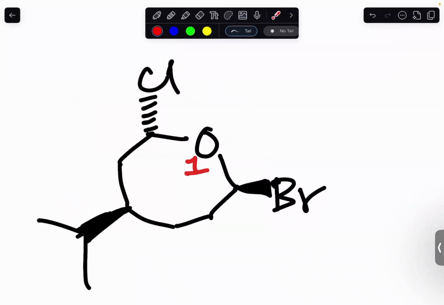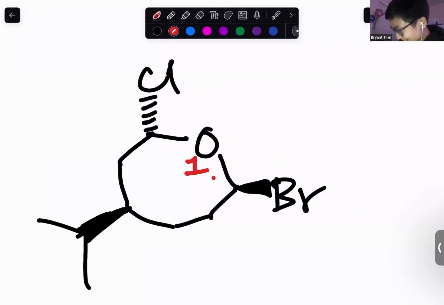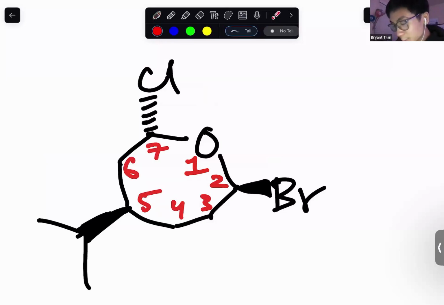Clockwise, right? Yeah, clockwise. You are correct, because we do hit the same amount of substituents either way.